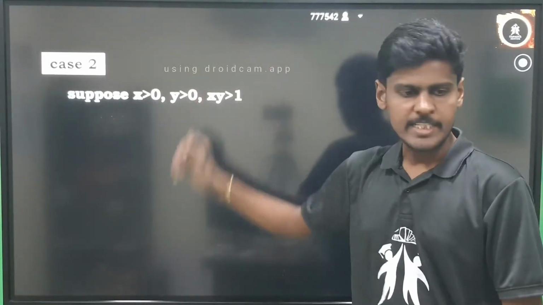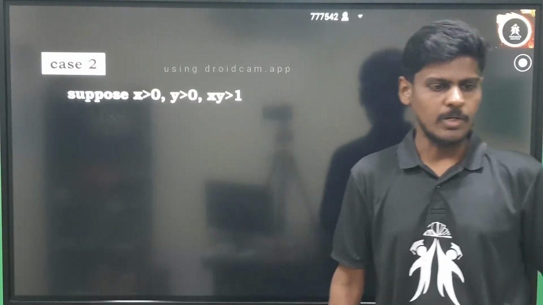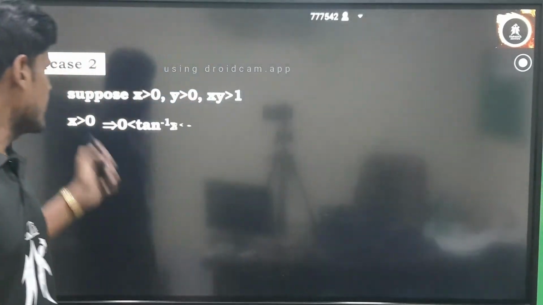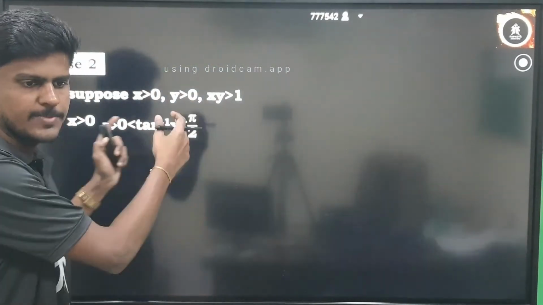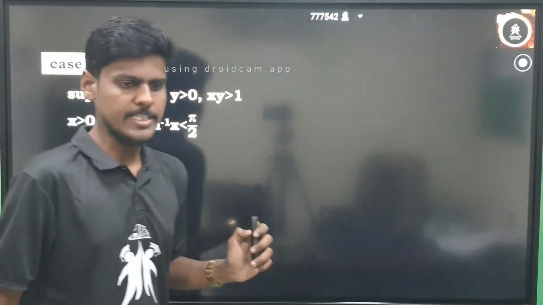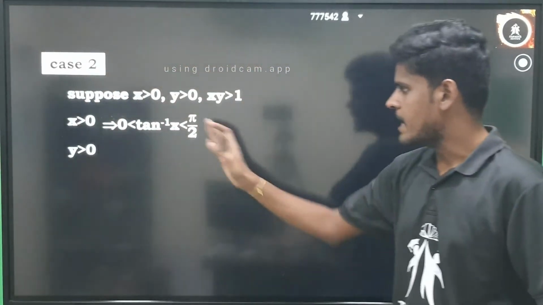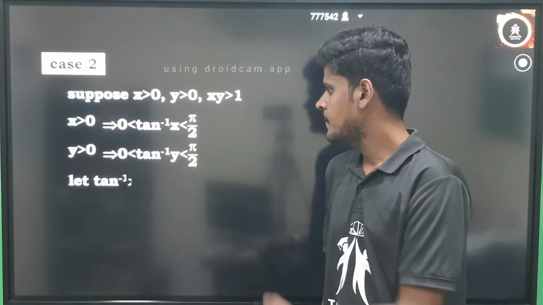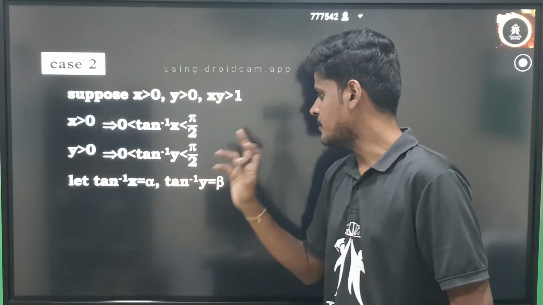Case 2, when x is greater than 0 and y is greater than 0 and xy is greater than 1, then how will this property become? Tan inverse x plus tan inverse y. Since x is greater than 0, tan inverse x lies between 0 to 90 degrees. We already learned this. And y is greater than 0 means tan inverse y will also lie between 0 to 90 degrees. Now let tan inverse x be alpha and tan inverse y be beta.